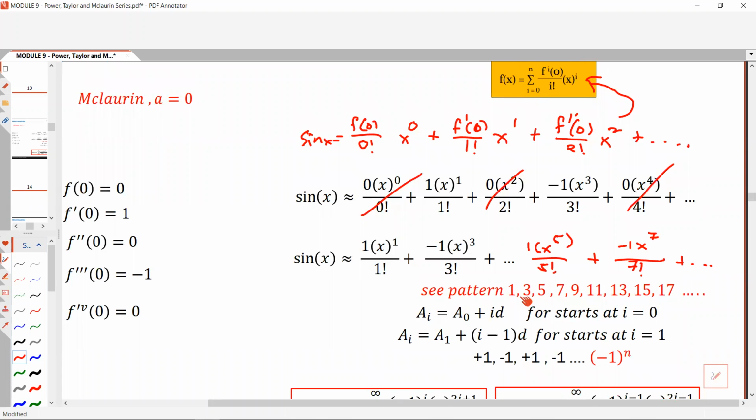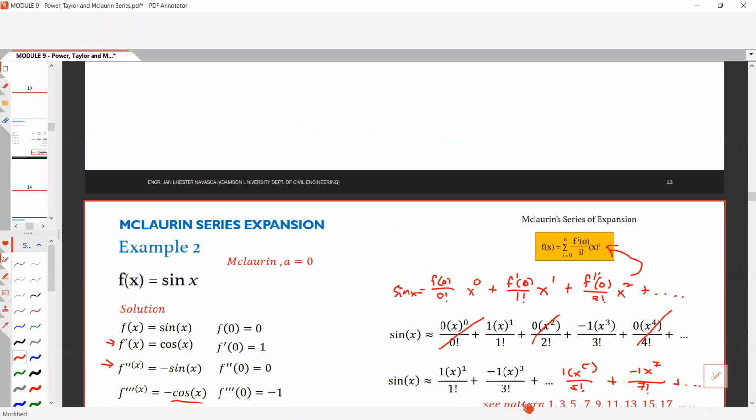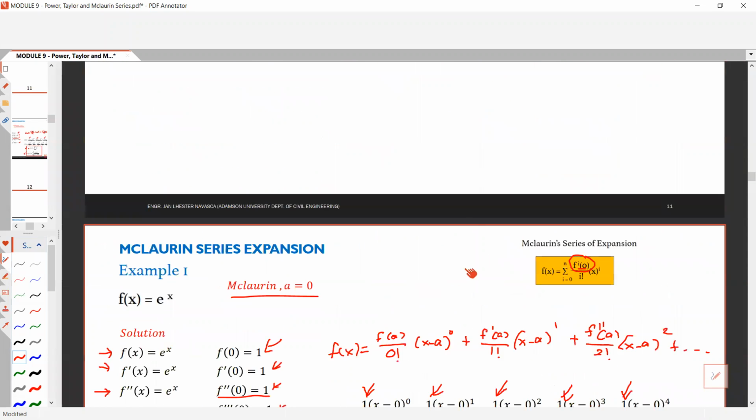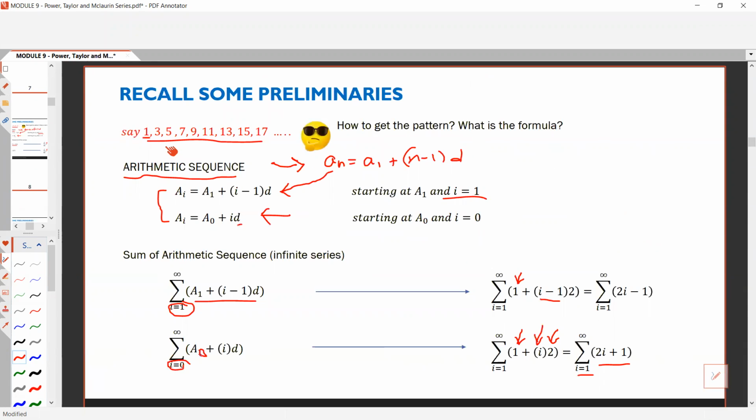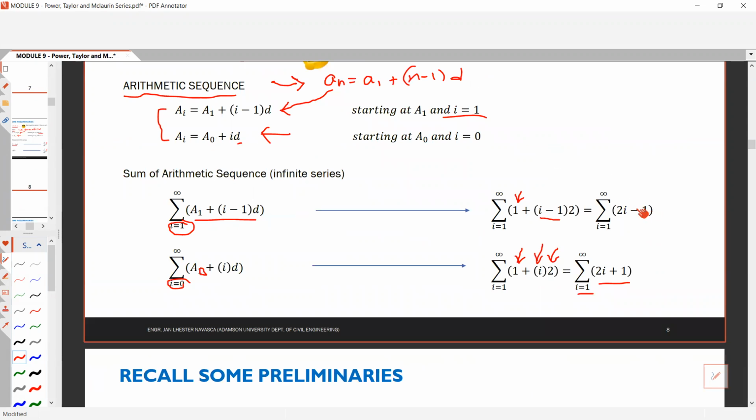The pattern of the powers is 1, 3, 5, 7, 9, 11, 13, 15, 17, and so on. If we go back to our preliminaries, that is the example I gave earlier: 1, 3, 5, 7, 9, 11, 13, 15, 17. So it is 2i minus 1 and 2i plus 1. If we start from, this should be i equals 0. I think I have a typographical error.